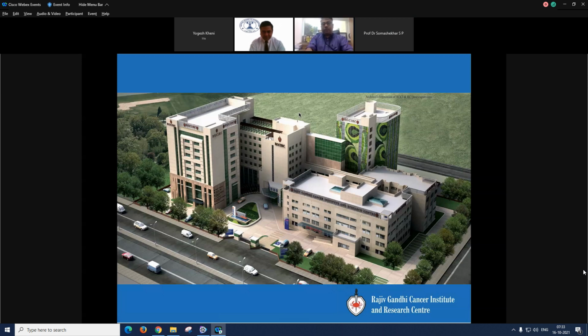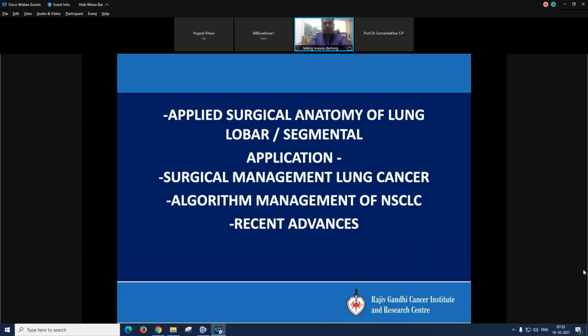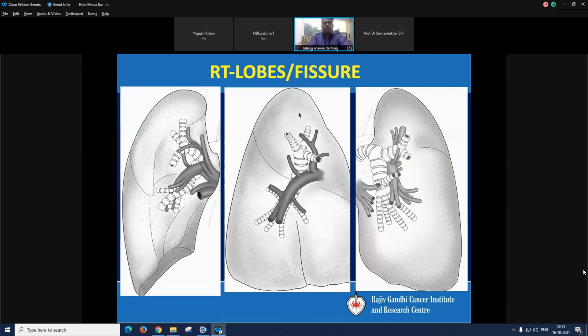So the topic today is basically on lung cancer, applied surgical anatomy of lung, lobar segmental application and algorithm. And I'll talk about the recent advances, which are very much applicable to us at the end of the talk. So first we go to the applied anatomy of the lung. This you can see is an image of the lung from the left to right. If you see, it's what is seen from the anterior aspect, the lateral aspect, and from the posterior aspect.